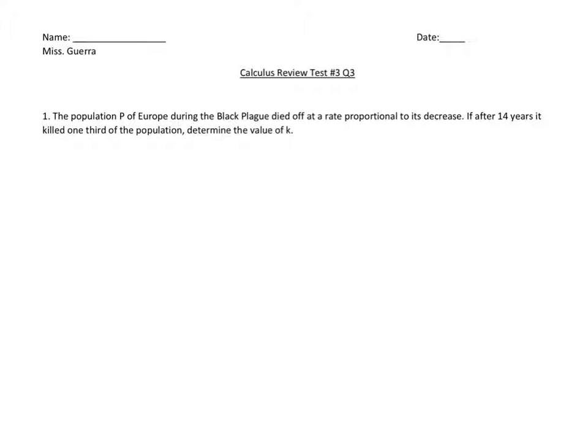Okay, so question 1 says the population P of Europe during the Black Plague died off at a rate proportional to its decrease. When you see this, you should be thinking of y equals C e to the kt. After 14 years, it killed 1/3 of the population. Determine your value of k.